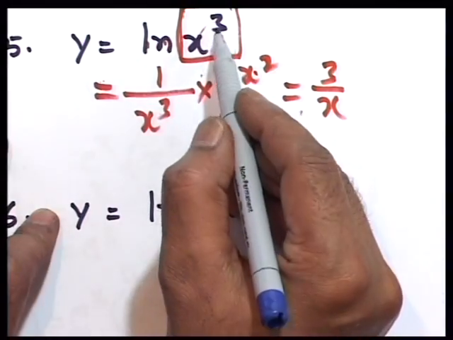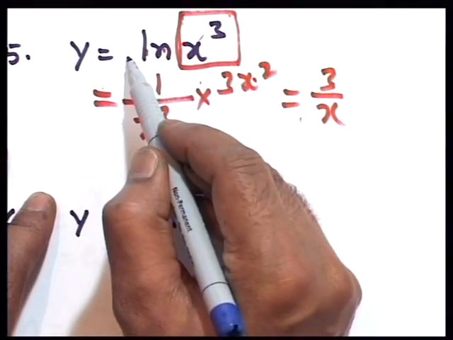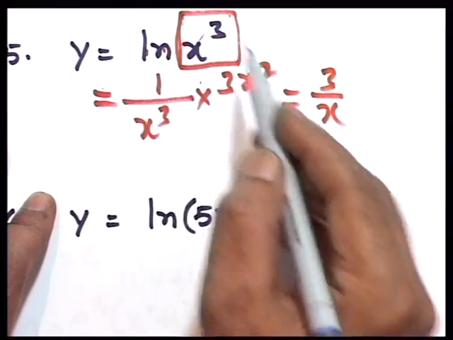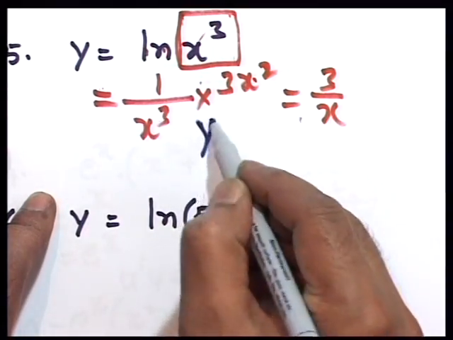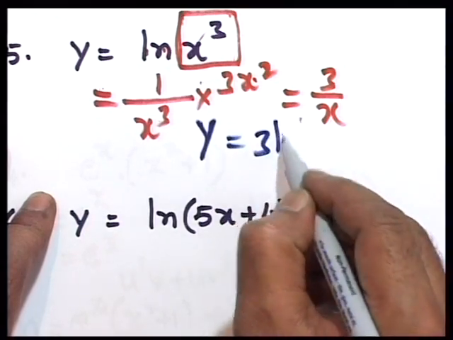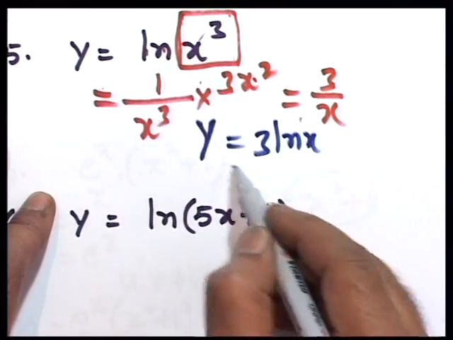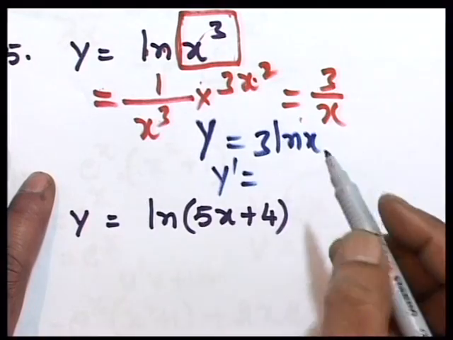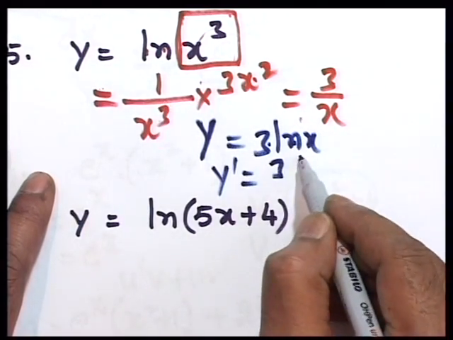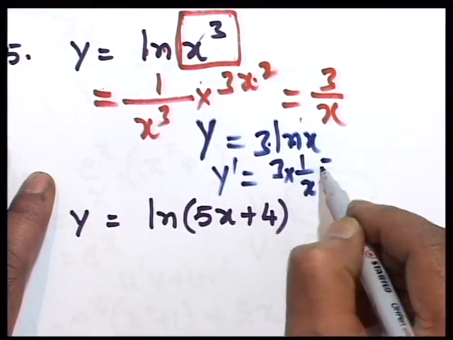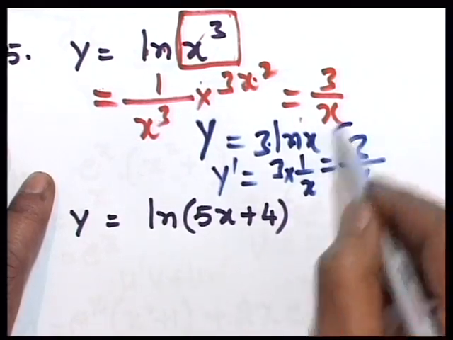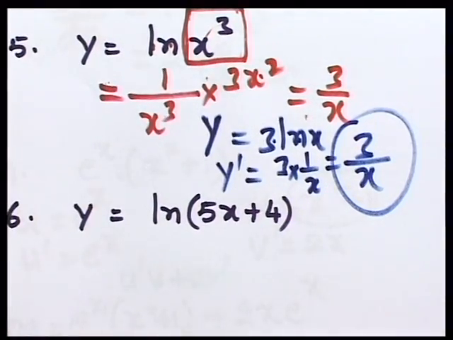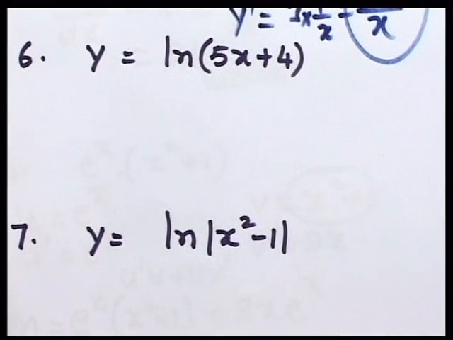The other way is to take the 3 to the front. We know the logarithmic rules, right? So we have y equals 3 ln x. That's how it looks. Then if you find y dash, it should be 3 times natural log x, which is 1 over x. That's a times sign, please, which is 3 over x. That's how you should get that. Okay, two types. Now let's look at the next one.